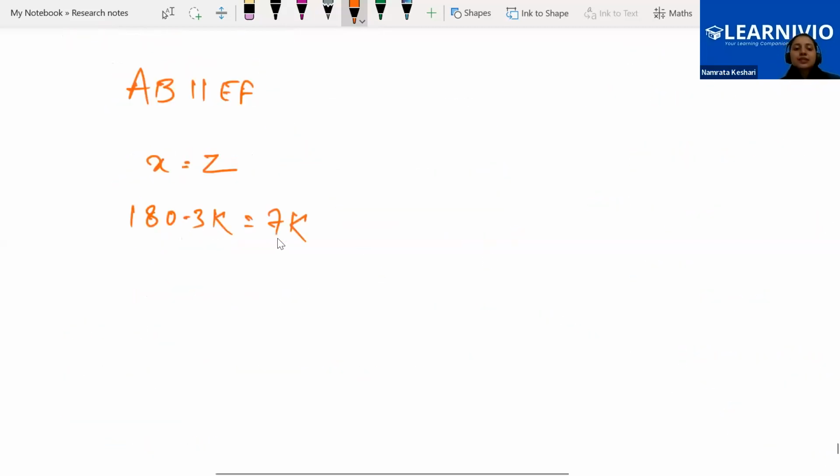X is 180 minus 3K and Z is 7K we have assumed. From here, what is the K value you are getting? Tell me the K value. K is 18. K is 18 we are getting from here.